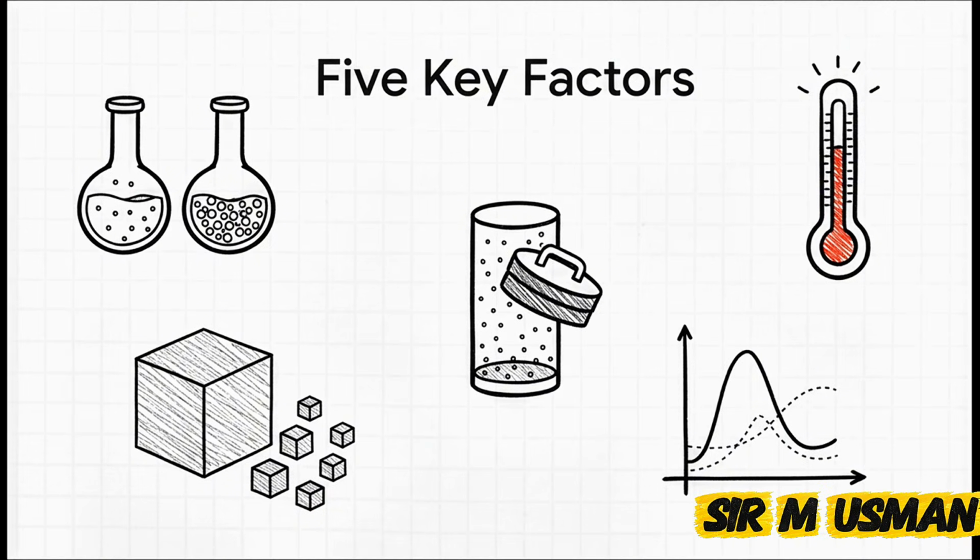We can increase the concentration, which just means cramming more particles into the same space, making collisions more likely. For gases, increasing the pressure does the same thing. For solids, we can increase the surface area. Just think about how much faster sawdust burns than a big log. We can also raise the temperature, and we'll see exactly why that's so powerful in a minute. And finally, we can use a special ingredient called a catalyst.